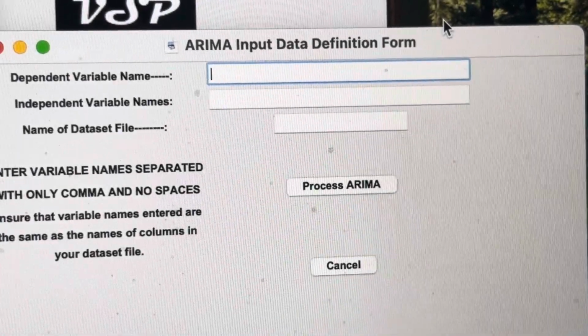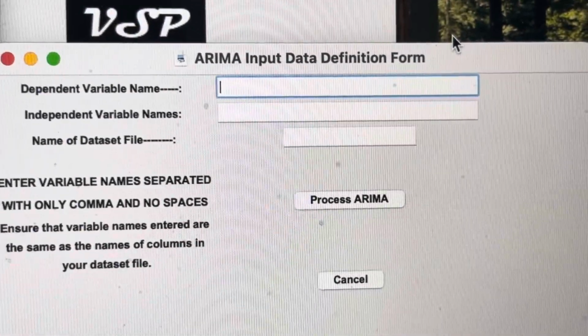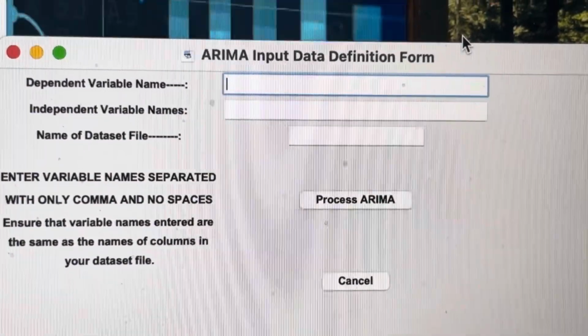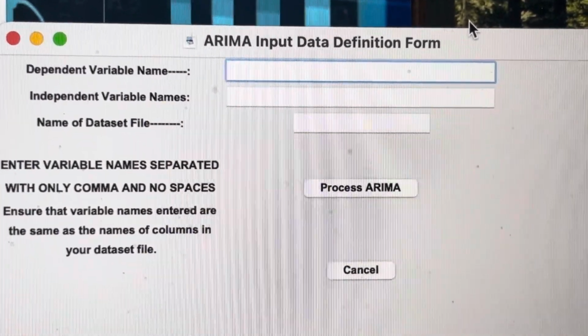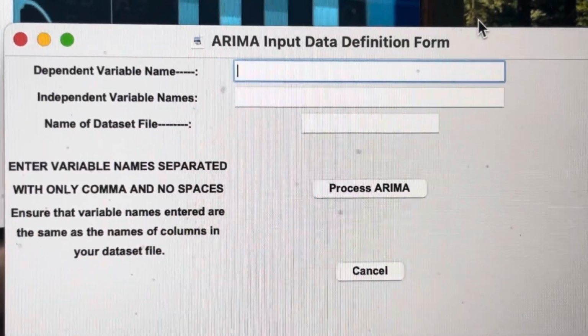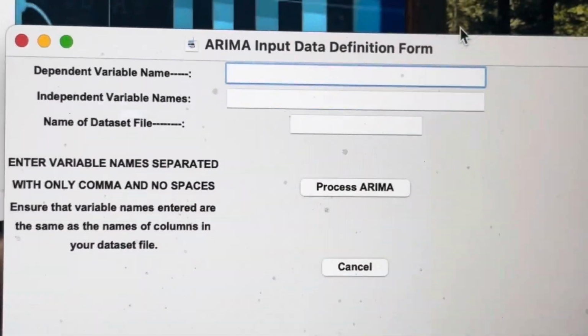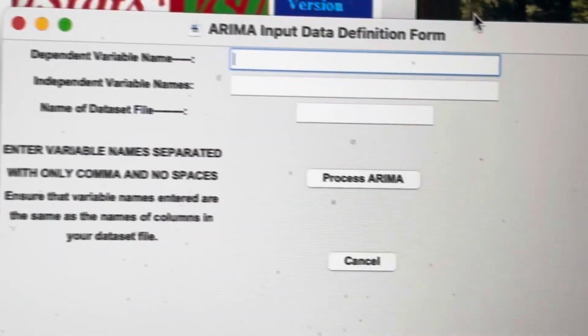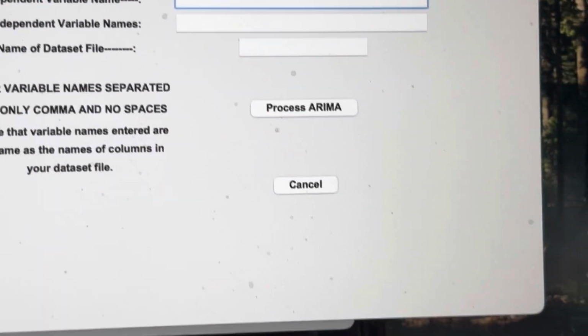Okay, my good people, this is the ARIMA input data definition form. ARIMA simply means auto-regressive integrated moving averages. It's just like the auto-regressive distributed lag, but this one is a moving average. Now let's see what happened.